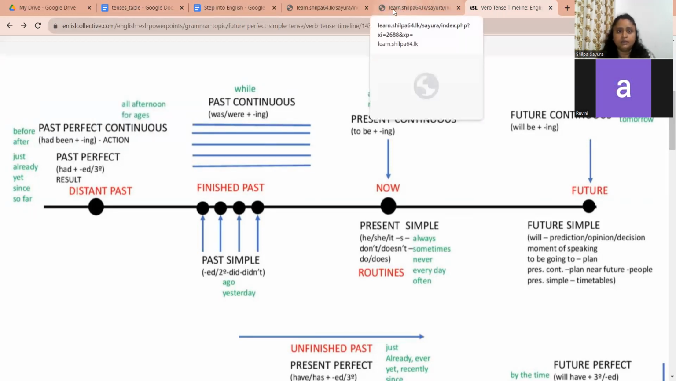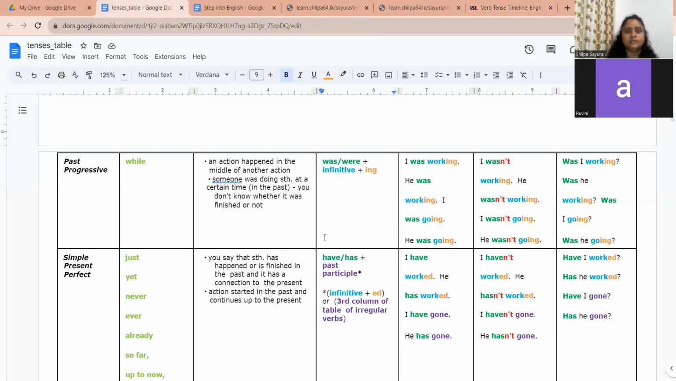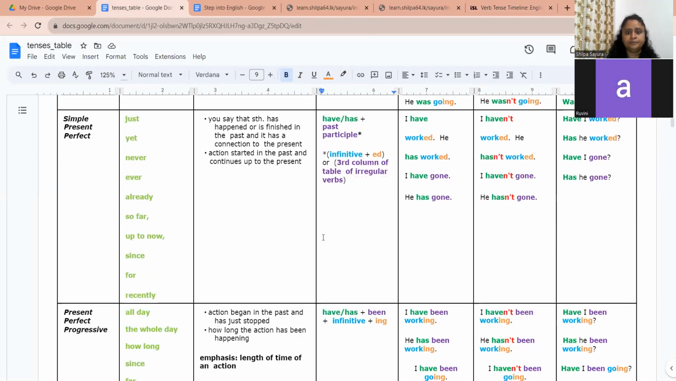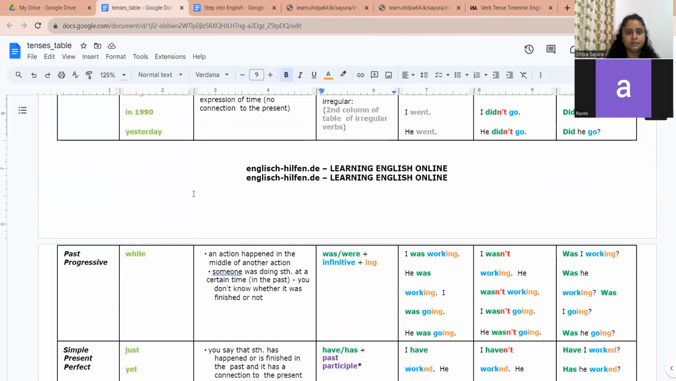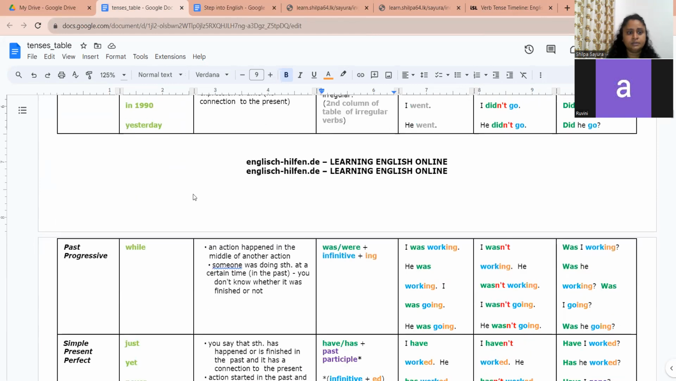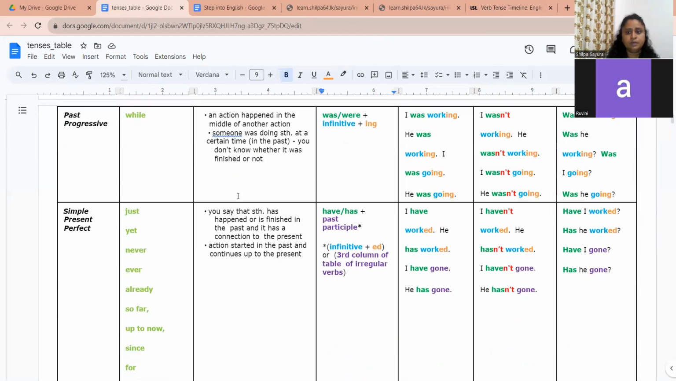our lesson again, the tense chart. Right, so that is simple. It's past progressive, and you can see clearly the verb formation. The past form of verb be, was, were, plus infinitive plus ing. And this is the simple sentence, and this is the negative form, and this is a question form.